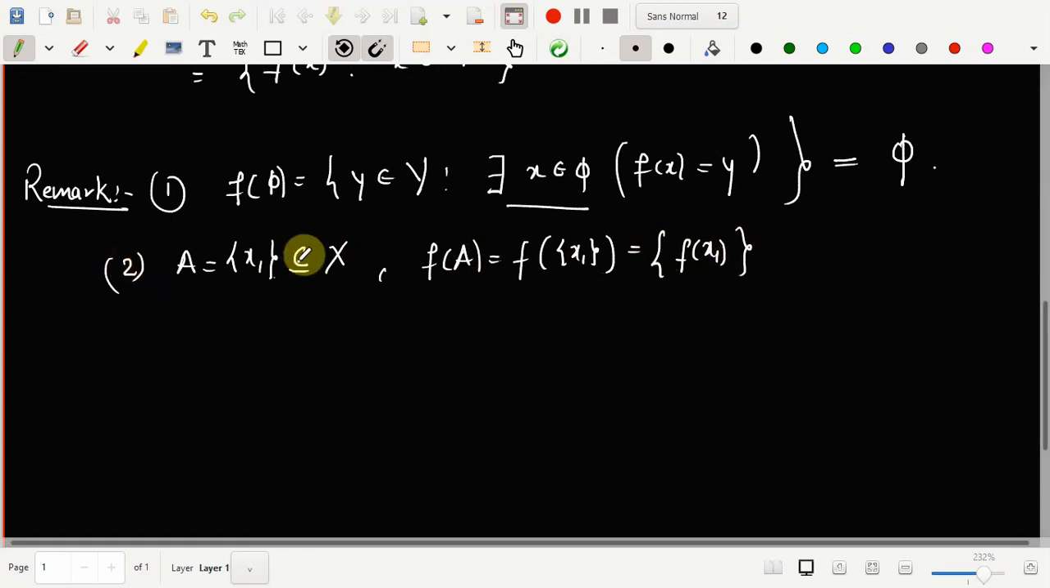So remember that if we have a set A as a singleton set {x1}, then its image set contains only the image of that particular point.